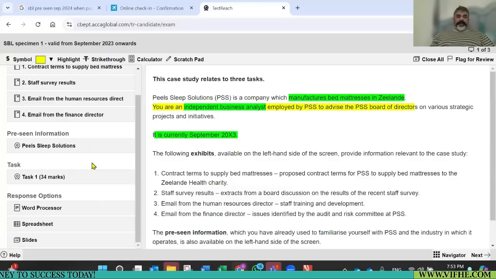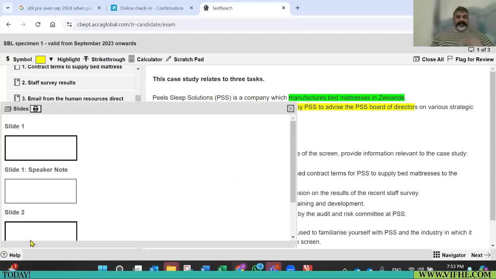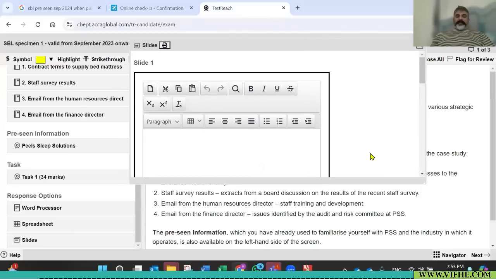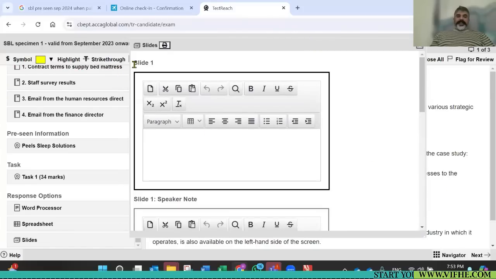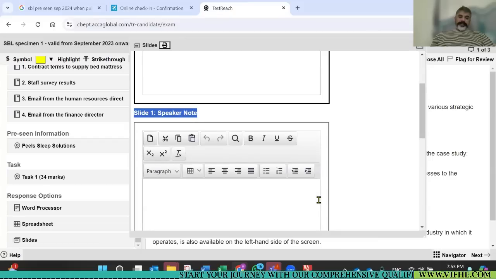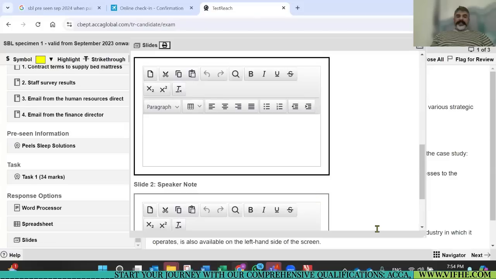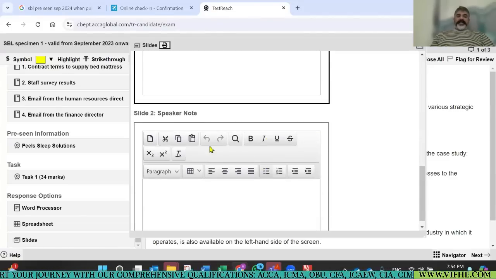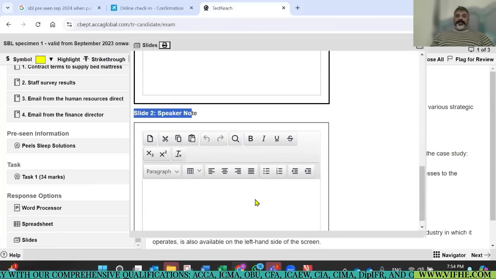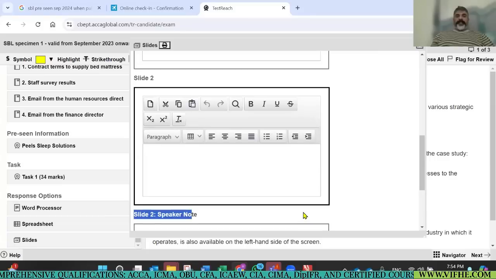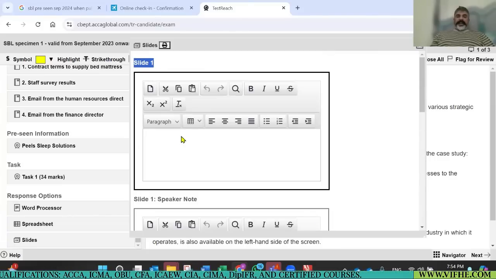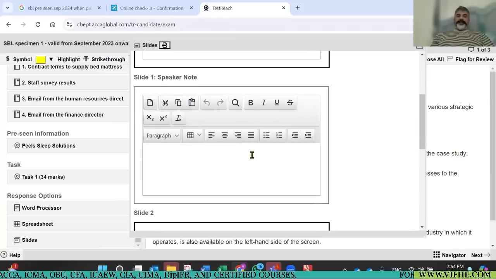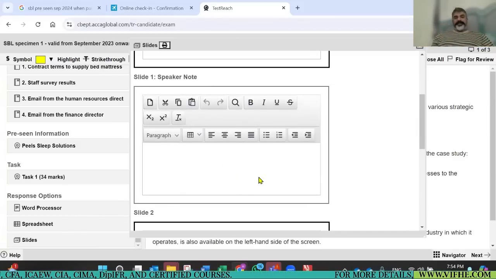Let me open the CBE platform again. Let us open the slide section. So when you open the slide, you will see slide 1. This is the slide. And then you will see slide 1, speaker note. This is exactly what I showed, right? And then there is slide number 2. For example, 2 slides are required. So the main slide and then the slide number 2, speaker notes, which will contain the explanations. Is that clear? The slide will contain only bullet points and the speaker notes will contain the explanations.